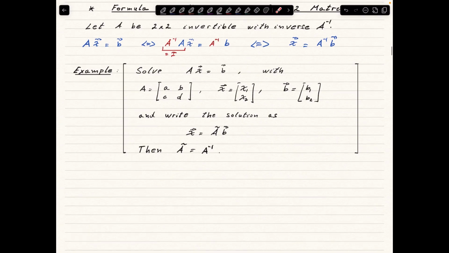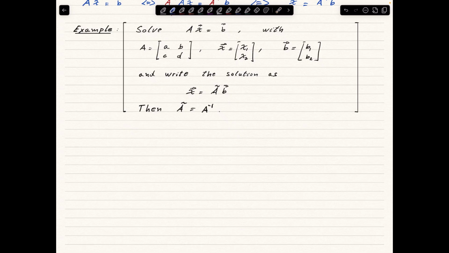So let's solve that problem. Solution. So what we need to do is we need to write the solution for this system of equations, A acting on X equals some vector B. Let's write these equations in components. So we have a matrix A with components a, b, c, d, acting on a variable vector with components x1 and x2, and the result has to be equal to the given vector b1, b2.